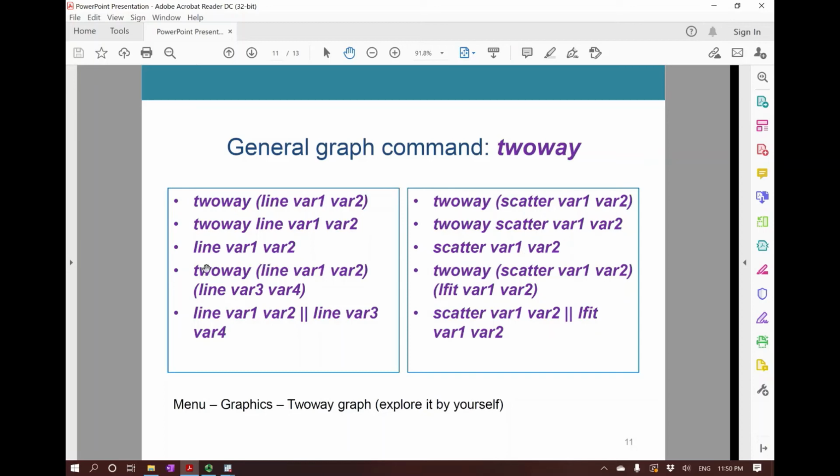Okay? Alternatively, whenever you're going to produce a multiple line plot or a multiple scatter, lfit, qfit plot, you do need to include this parenthesis, okay? So for example, twoway and then one scatter plot in the parenthesis and another linear fit plot in the parenthesis. So if you're going to use the line command or the scatter plot command without including the twoway, the way to do that is to use these two little vertical lines.